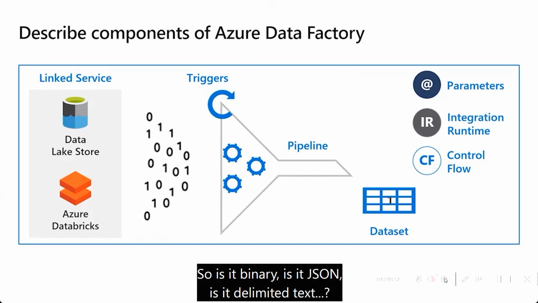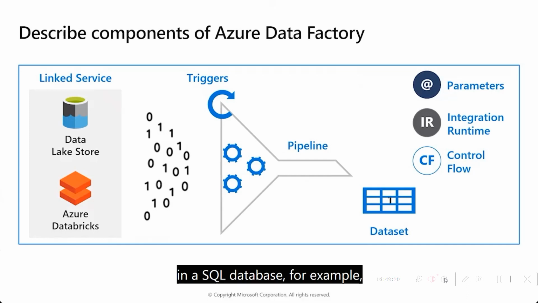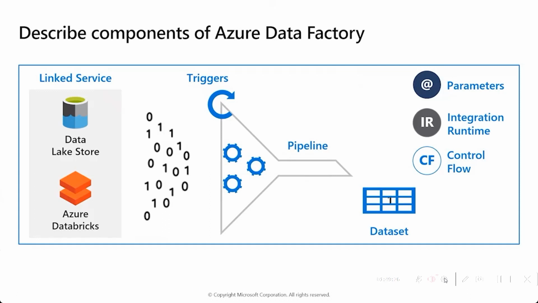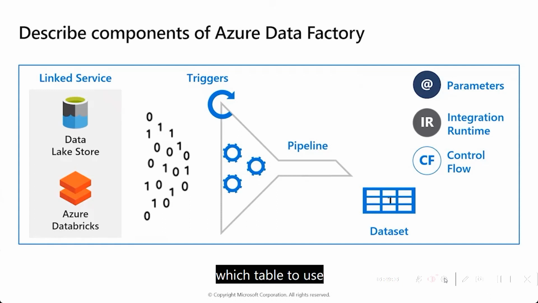Is it binary, is it JSON, is it delimited text? If you're using Azure Data Factory to store data in a table in a SQL database, for example, you would then define an output dataset that uses a SQL database linked service to connect to that database and specify which table to use in that database to output the data to.